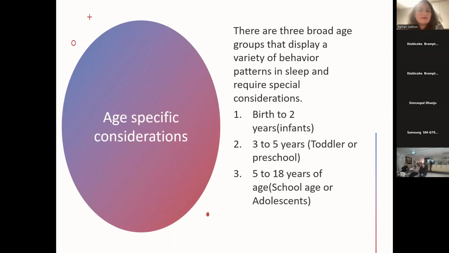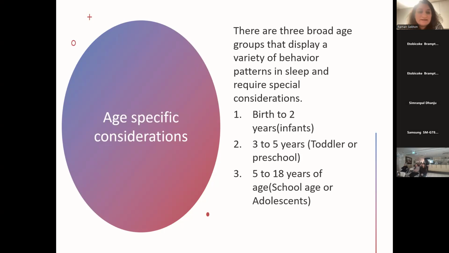Next is the age specific considerations. So we will be discussing the three main age groups. First is from birth to 2 years of age. We basically don't deal with this age group in the sleep lab. These children require much intensive care, so these studies are mostly done in the hospitals.